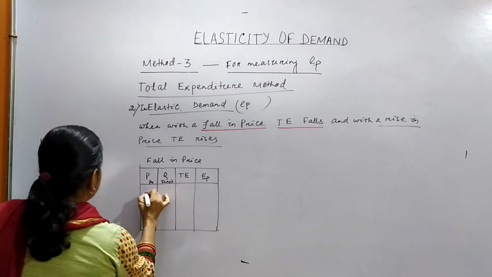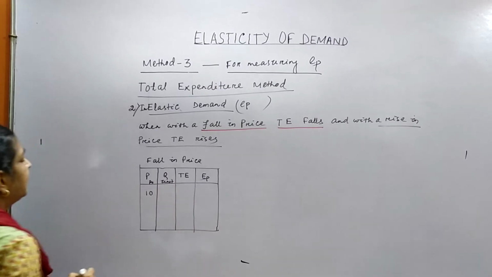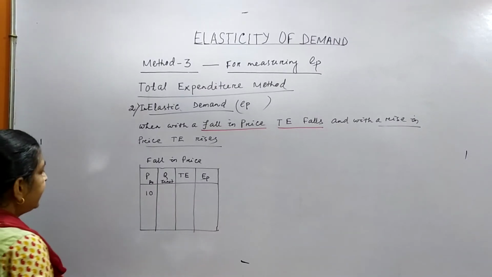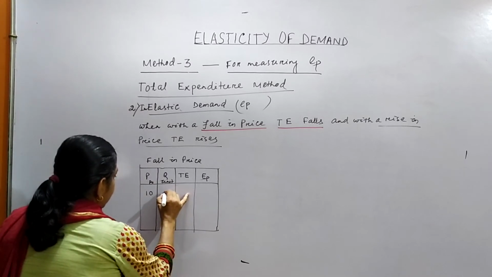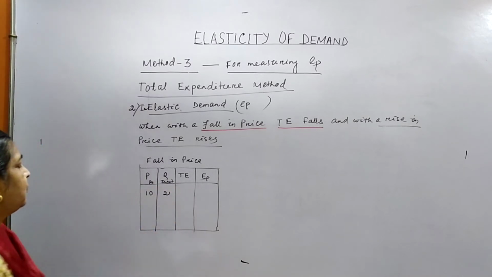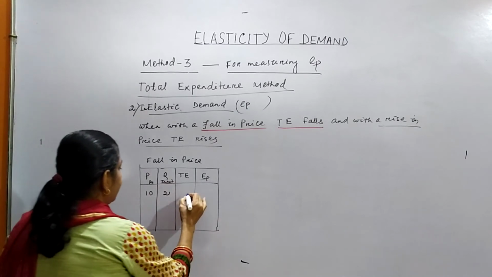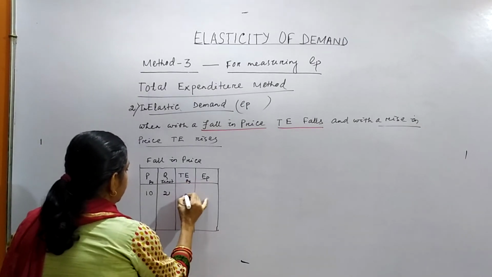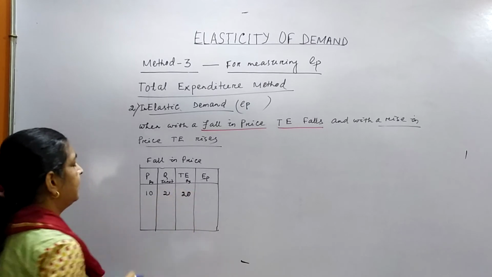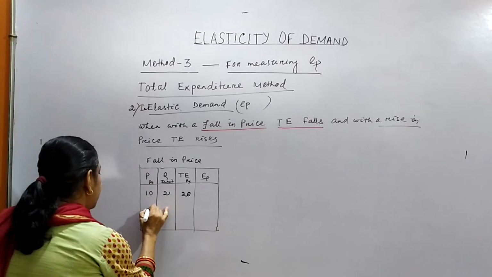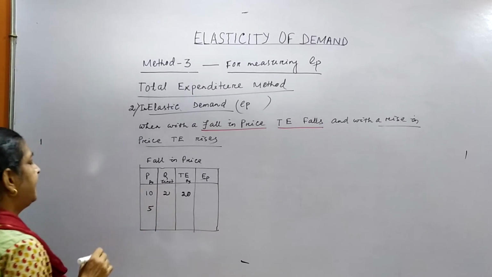Price elasticity. Fall in price, suppose initial price is ₹10. For this initial price, quantity demanded is 2 units. Now what will be the total expenditure? Our total expenditure is rupees 20. Now this is the case of fall in price. Suppose price falls to 5, just like the previous case.